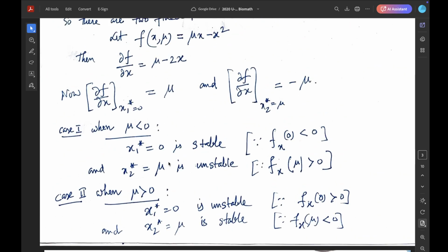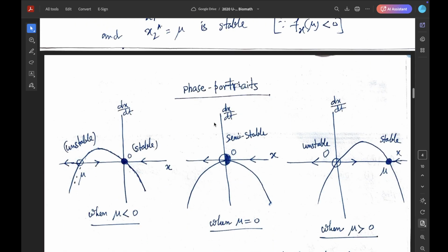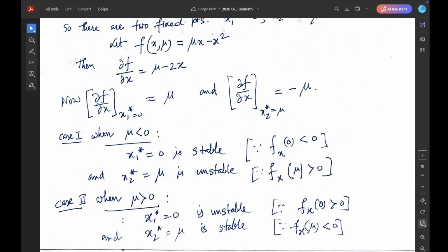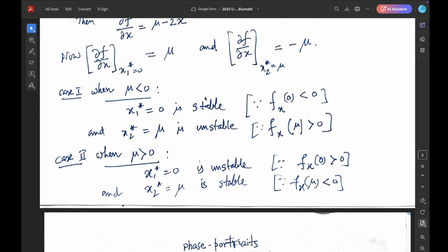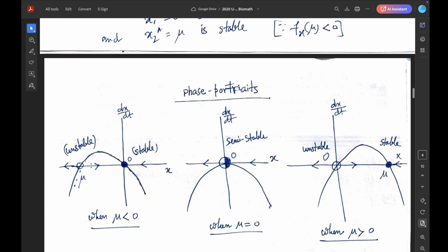Actually dx/dt means this curve, mu x minus x square. Put a certain value of mu, say mu equal to minus 2. For this curve, minus 2x minus x square, y equal to this, and we draw this curve. This curve cuts the x-axis at this point, mu, at this point, 0, and this is the minus mu.